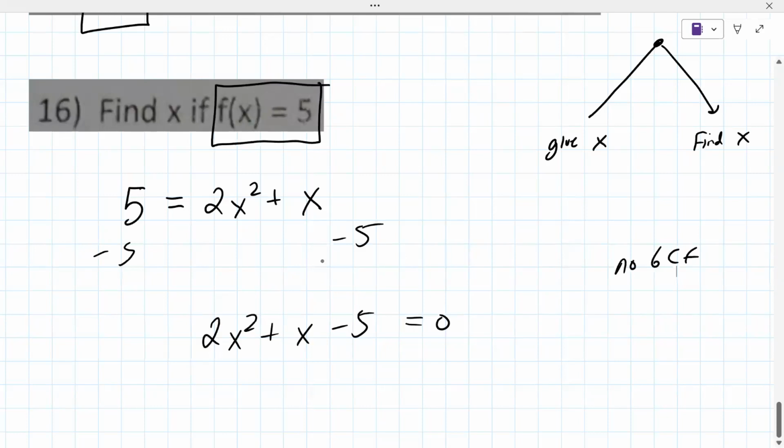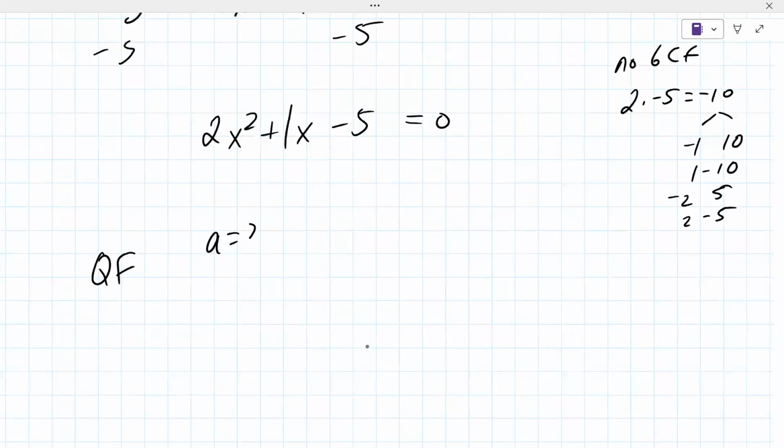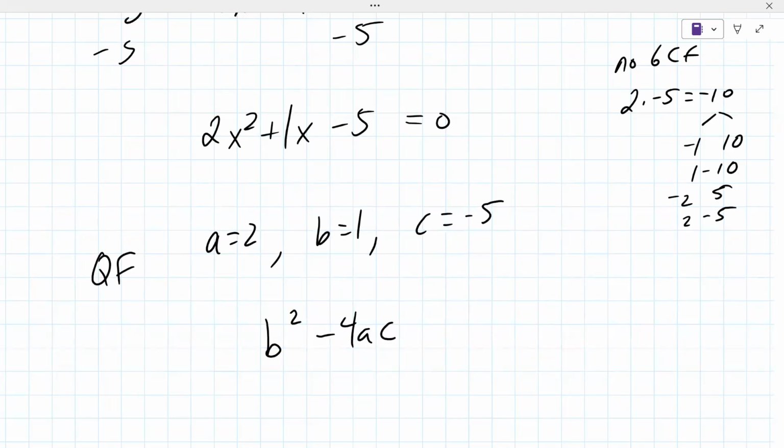You could try this grouping thing, this 2 times negative 5, which is negative 10. And then negative 1 and 10, 1 and negative 10, 2 and negative 5, negative 2 and 5. None of those add up to 1. So unfortunately, you're left with the quadratic formula. A equals 2, B equals 1, C equals minus 5. Could you calculate the B squared minus 4AC for us? This is the most problematic area for students.